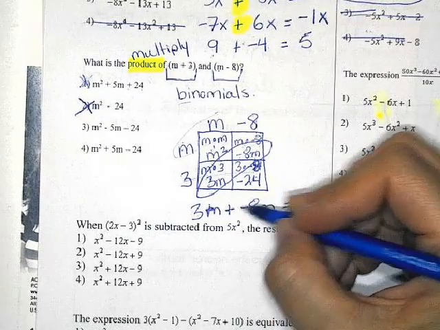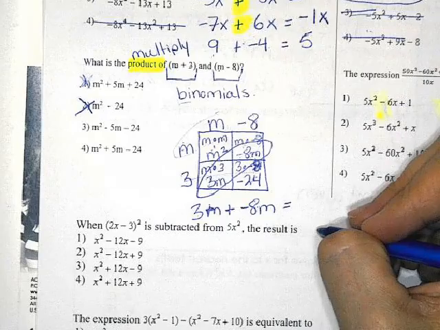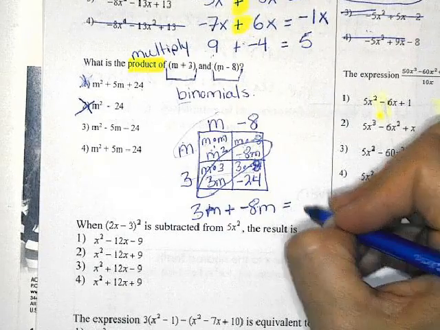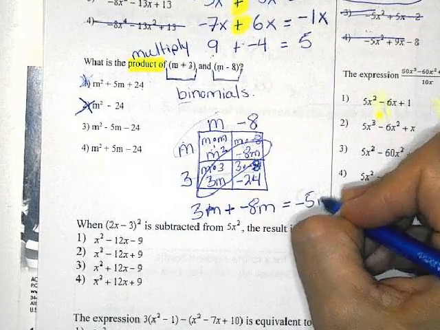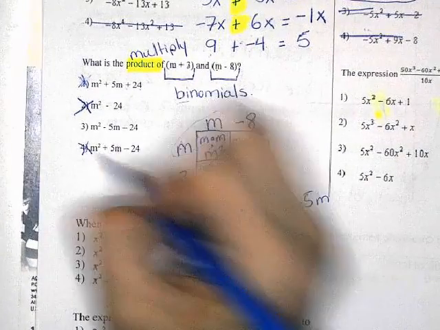Number 4. What does this become? -5m. So we cross out 4 because it is 3. Oh my God. Yes, it is 3.